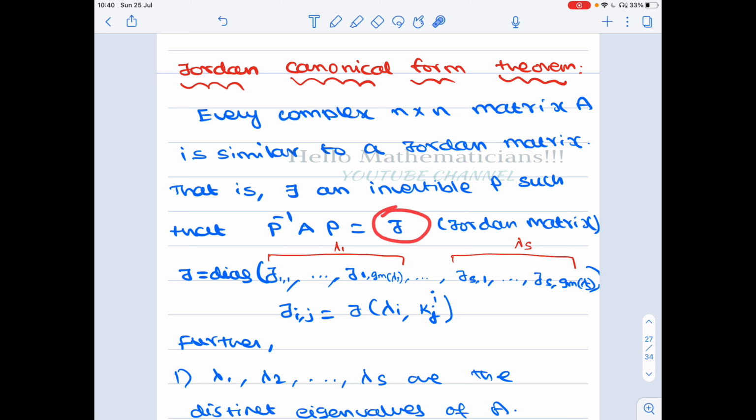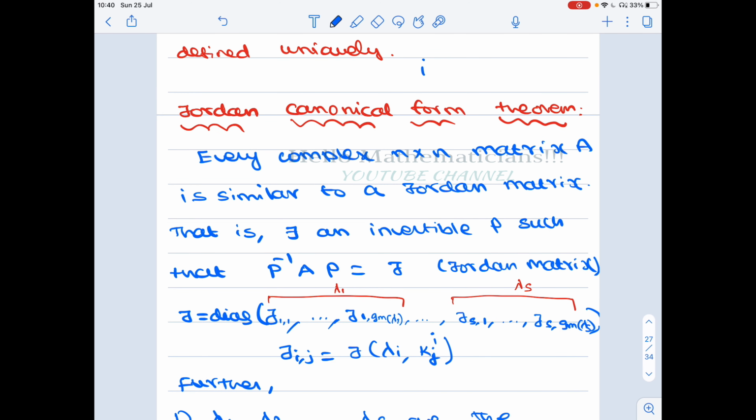Also this J satisfies some properties. So this J is a diagonal matrix whose diagonal entries are blocks. Now A is some matrix, and you fix some order on the eigenvalues. For example, the eigenvalues of A can be i, 1 plus root 2 i, and 1 minus root 2 i. Suppose these are all the eigenvalues. These are the distinct eigenvalues.